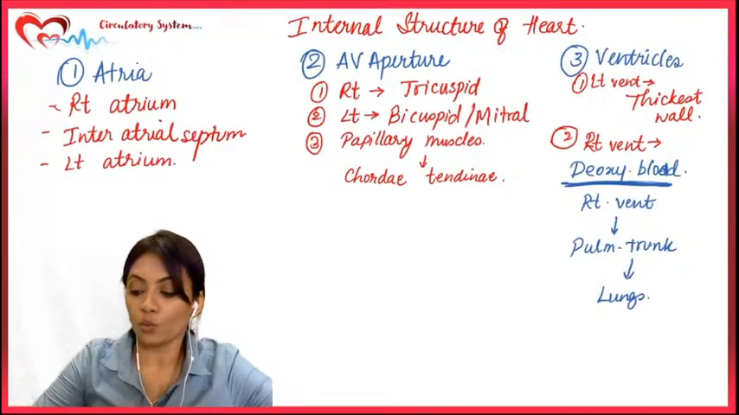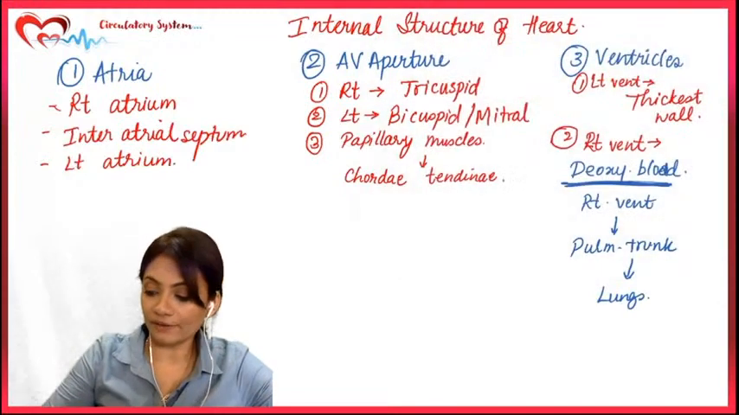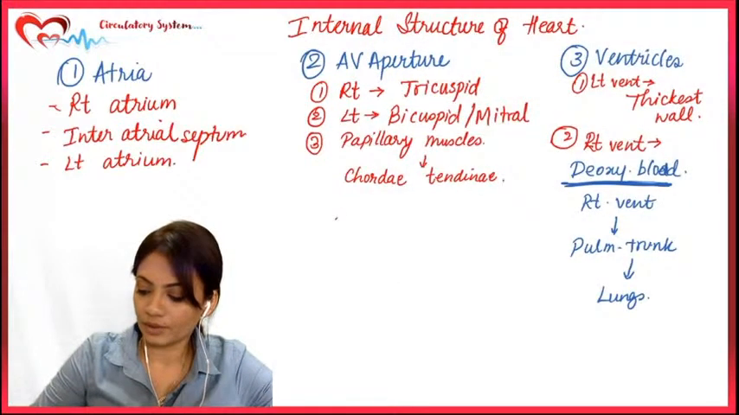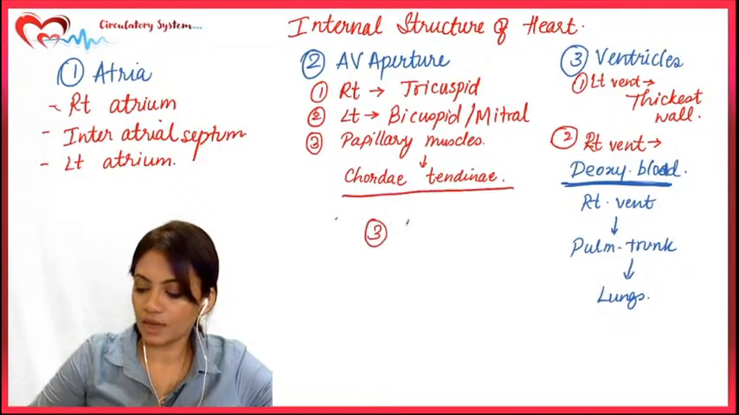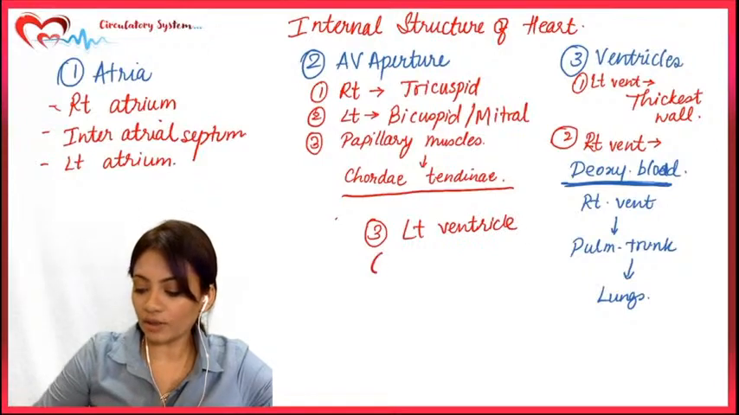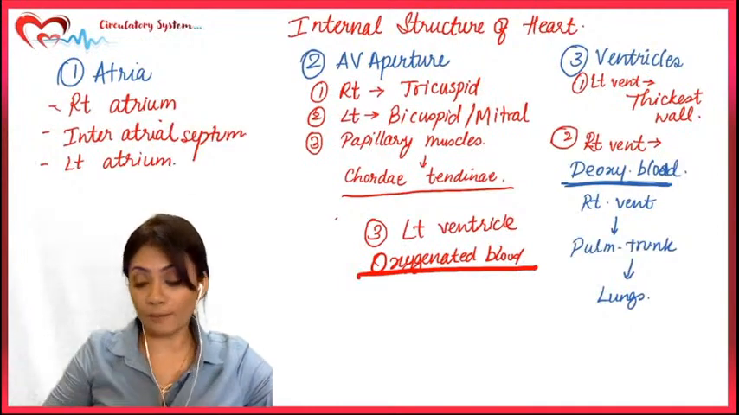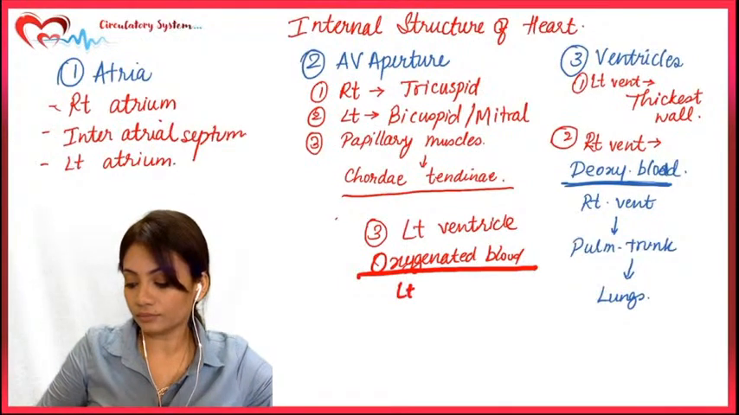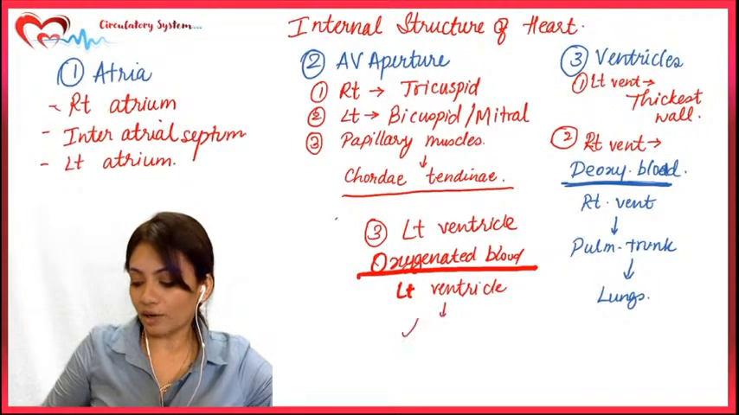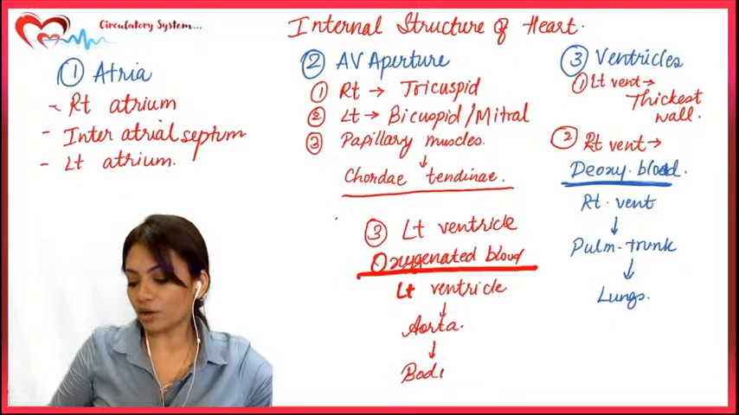But then what about the left ventricle? When I talk about the left ventricle, which blood am I talking about? I'm talking about oxygenated blood. This oxygenated blood flows from the left ventricle towards the aorta, and then it will be taken to all the parts of our body.